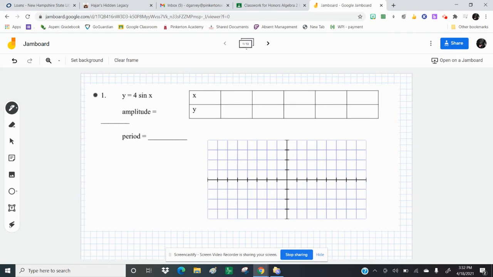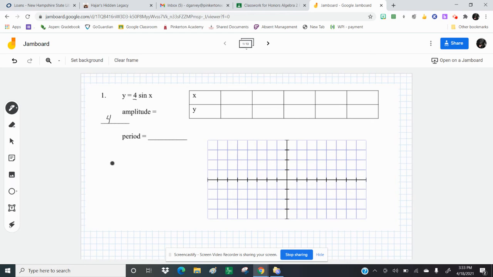All right, so this is number 1 on Trig 12, and they want you to graph y equals 4 times the sine of x. And before you start doing any of your graphing, the easiest thing to do is first write down what is the amplitude. Well, remember the amplitude is your A value. It's always a positive value. In this case, it is positive, but my amplitude is 4.